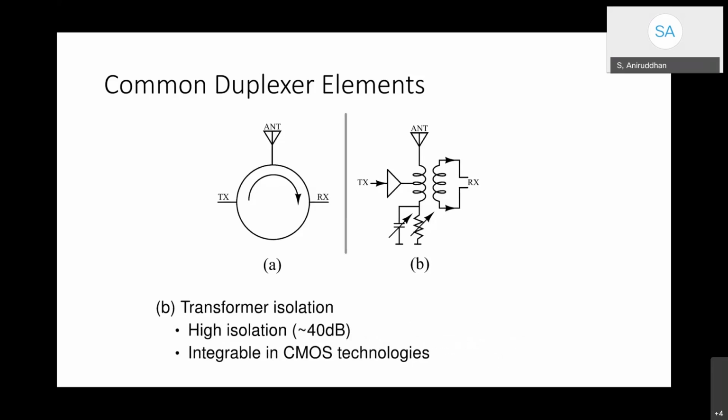The other type of duplexer element that has become common for mobile systems is what is called the hybrid transformer. The hybrid transformer gives much better isolation, but it is highly narrowband in nature. Okay. The advantage is that it is integrable in CMOS technologies. You can get rid of the narrowband nature by trying to tune some of these impedances, but there are still some aspects that are lacking in the application of hybrid transformer to full duplex systems.